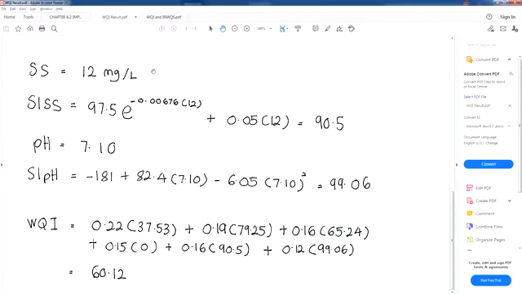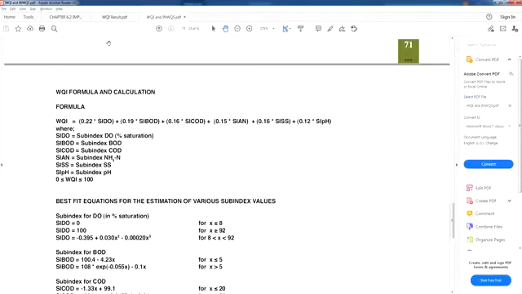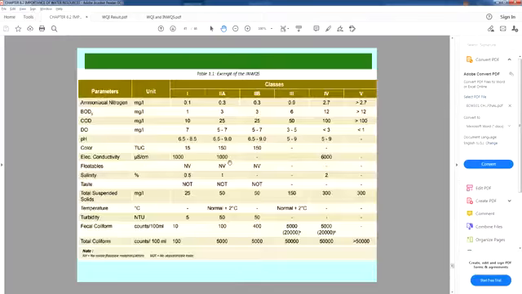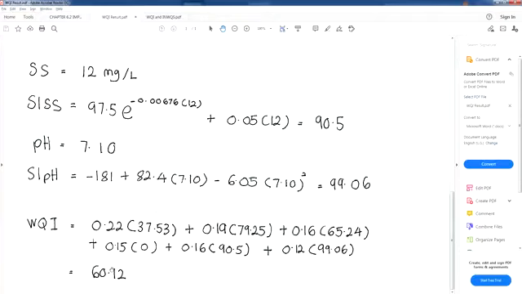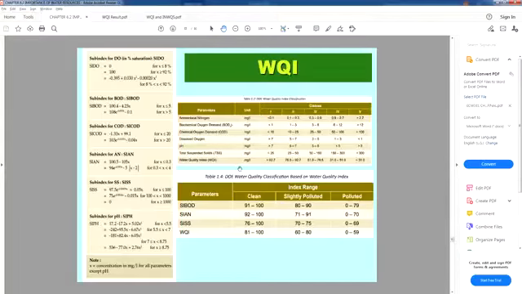So once you obtain all this data, you can key in the formula here, or in our notes, include all the SI that you calculated previously, and you will get the WQI. So in this case, for sample 1, the WQI is 60.12. Look at our table back. 60.12 lies in which class? It is in class 3. So that is the class for our river.